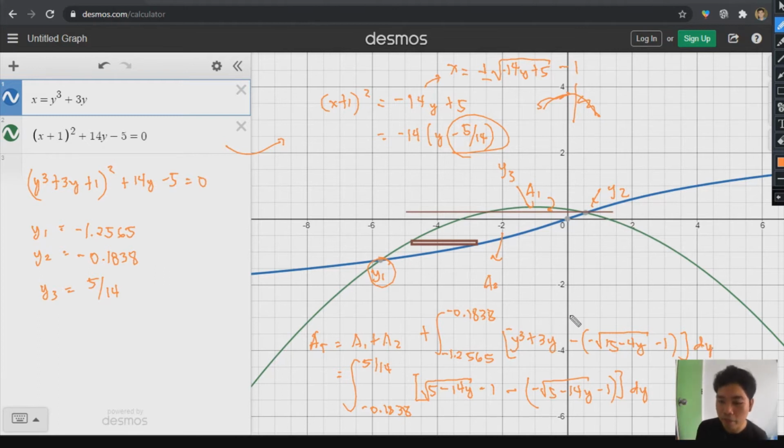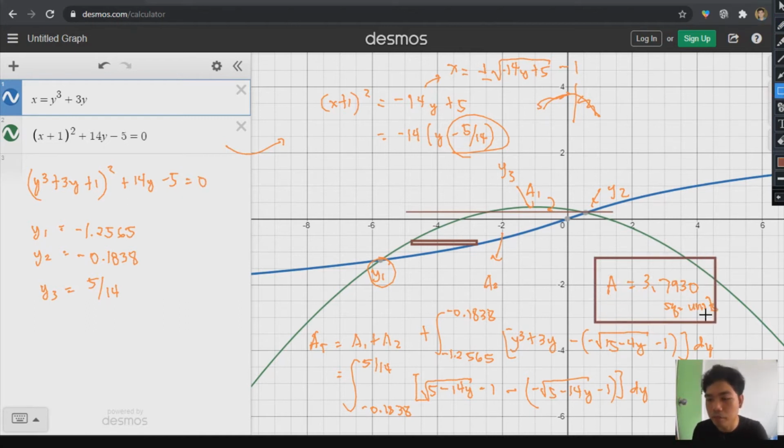And then, upon evaluation to this will give you a value that is equal to 3.7930, which is, of course, the unit is square units. Okay, so this is your final answer for this problem.